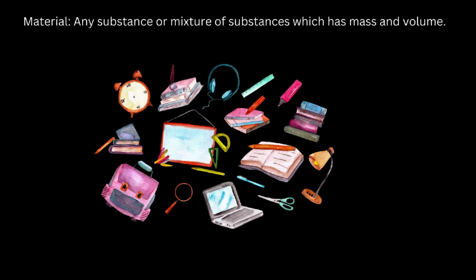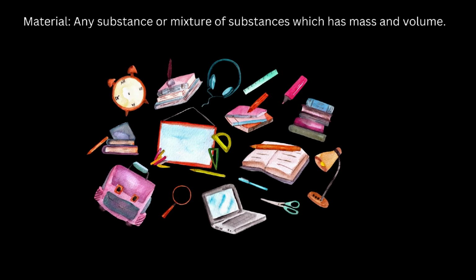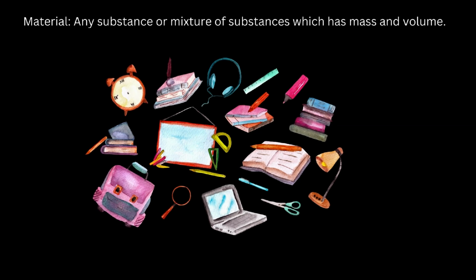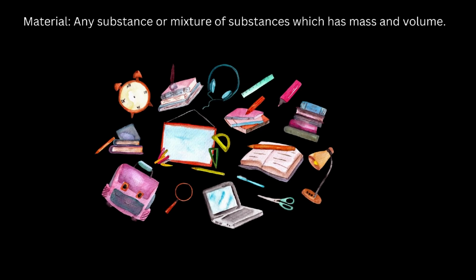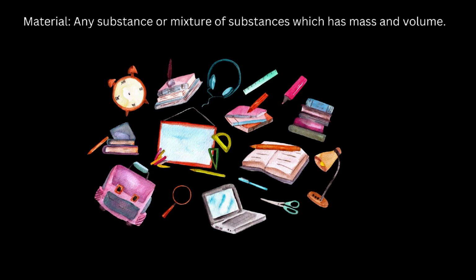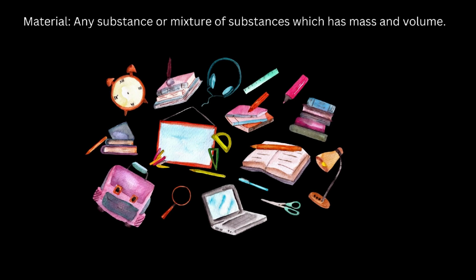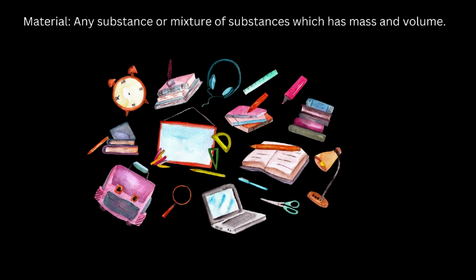Let's see what a material means. Material means any substance or mixture of substances which has mass and volume. We see different objects around us which are formed from different materials. While classifying them, we have to consider a few things.